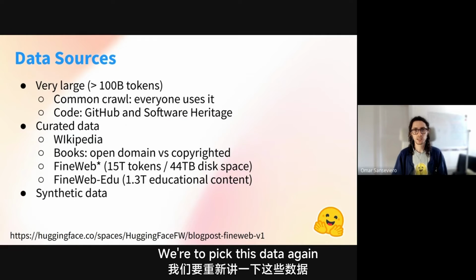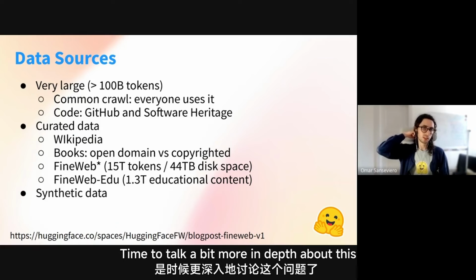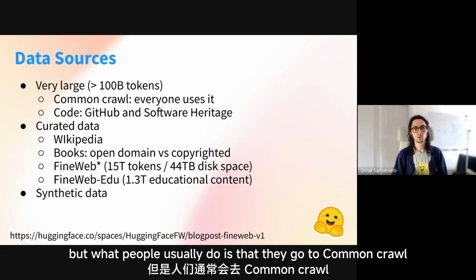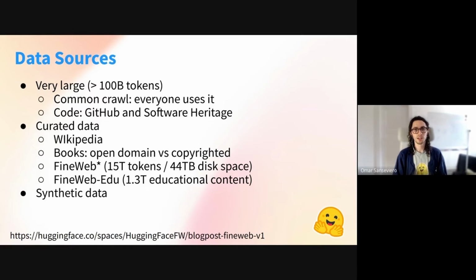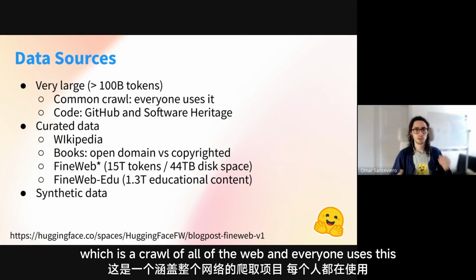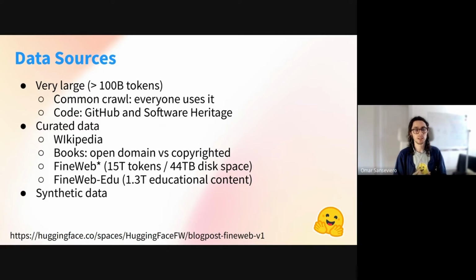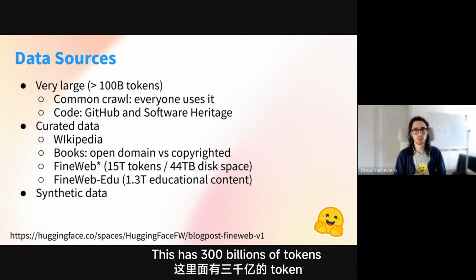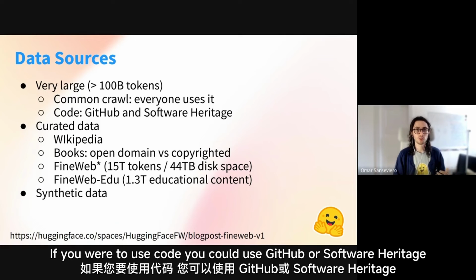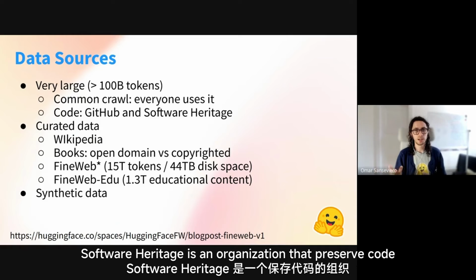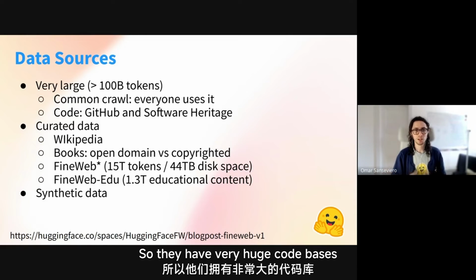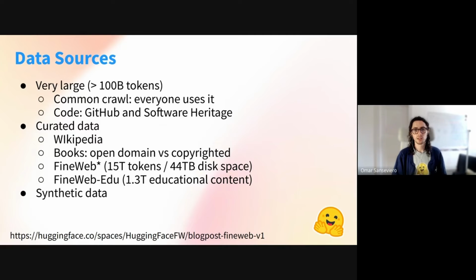Where to pick this data? Again, Tom will talk more in depth about this, but what people usually do is go to Common Crawl, which is a crawl of the web, and everyone uses this. This has a few hundred billion tokens. If you want to use code, people use GitHub or Software Heritage. Software Heritage is an organization that preserves code, so they have very huge code bases.